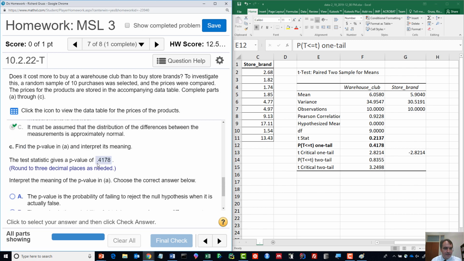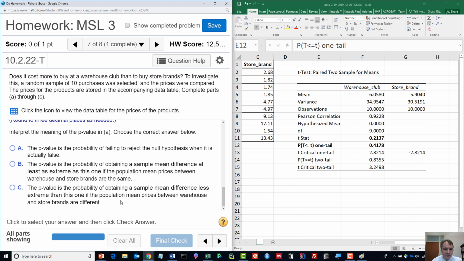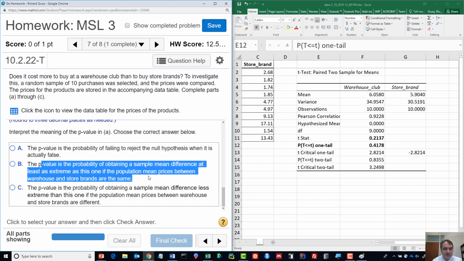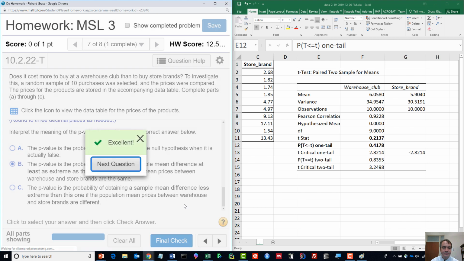Now the meaning of this p-value, which is just the definition of the p-value: it's the probability of getting a test statistic at least as extreme as the one that we got. That is, the probability of obtaining a sample mean difference at least as extreme as this one, if the population mean prices are the same. If in fact those prices were the same, the probability of getting this is pretty high, and that's why we can't conclude that there's any difference between the two.